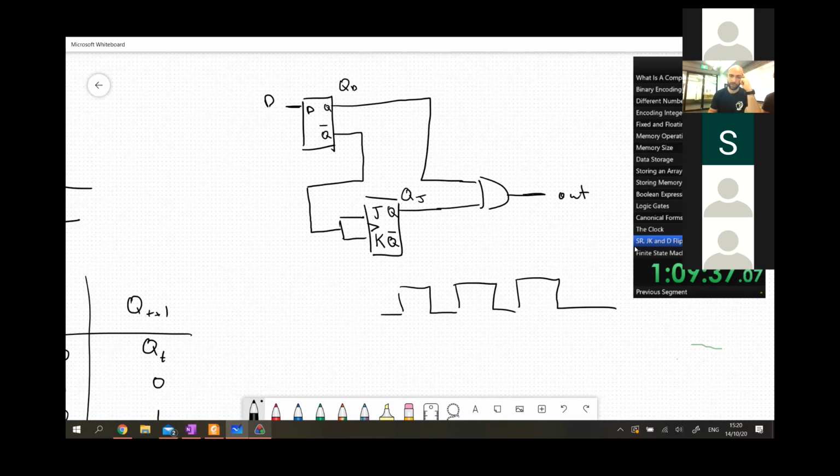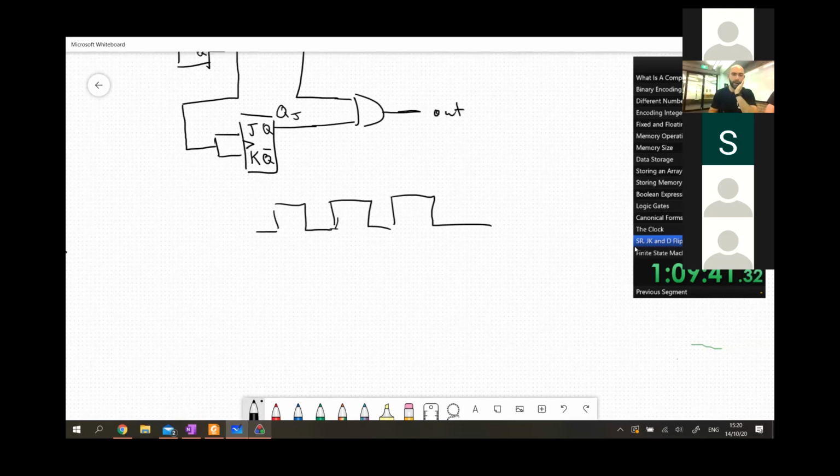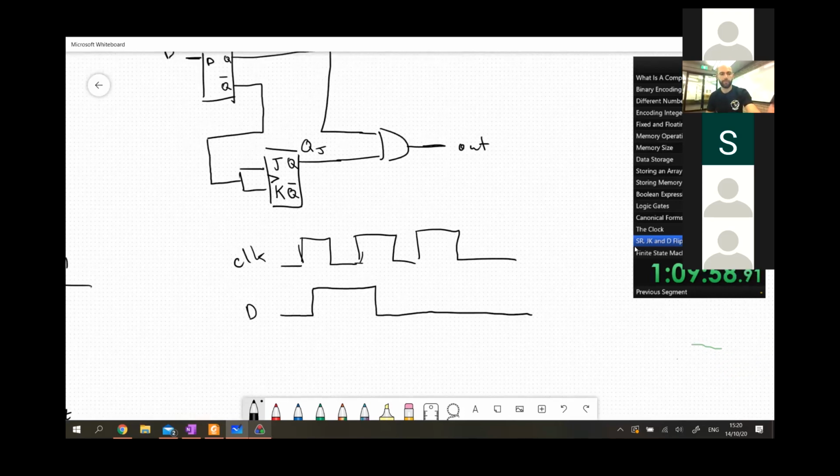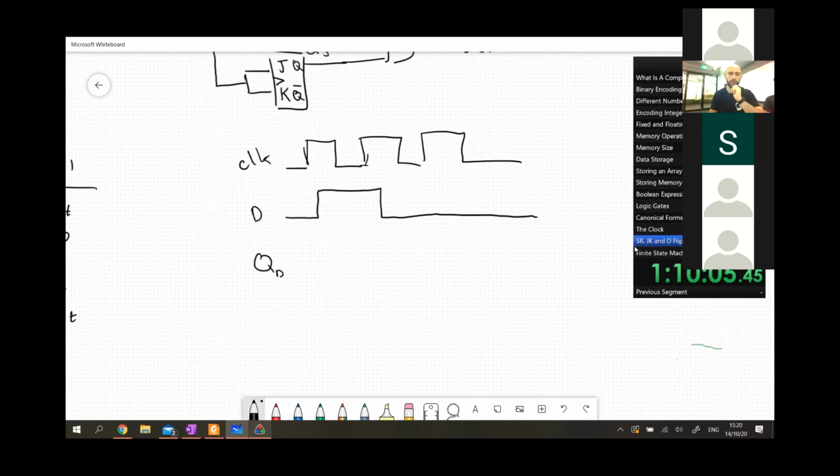So this is our clock signal, right? So clock, we've got D, and let's just say, I don't know what the answer is going to be. I'm just going to do it like this, right? That's our D signal. Now we can define what we'll have for QD and QJ, all right?